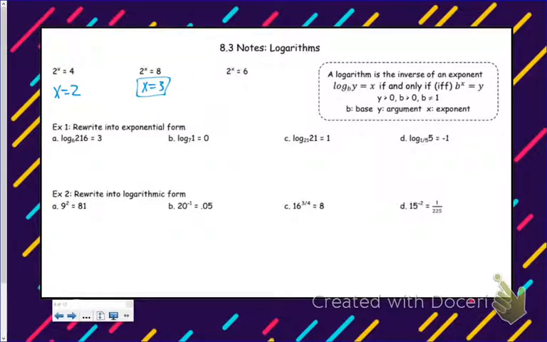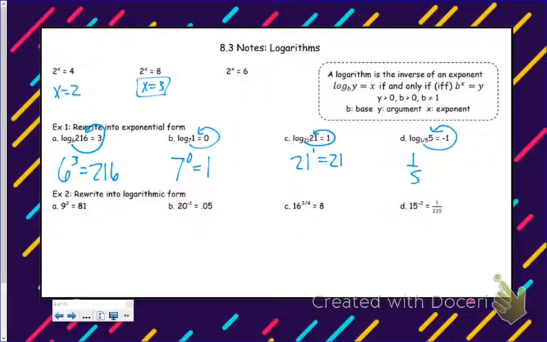So let's rewrite a couple of these. Okay, I think the easiest thing to do is you start at the base and you go in a circle. So 6 to the third would equal 216. Again, start at the base, so 7 to the 0 is equal to 1. All right, 21 to the first is equal to 21. And again, the base is the bottom 21. And then same thing here, 1/5 to the -1 is equal to 5. And we know that's true because a negative exponent would flip that fraction and give us 5.